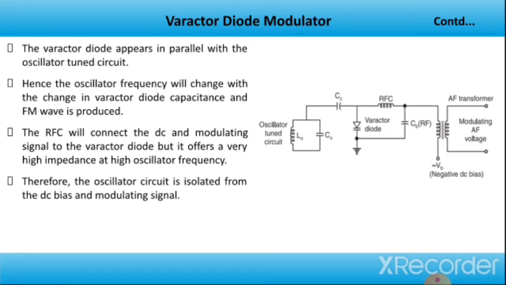The RFC will connect the DC and modulating signal to the varactor diode, but it offers a very high impedance at high oscillator frequency. Therefore, the oscillator circuit is isolated from the DC bias and modulating signal.